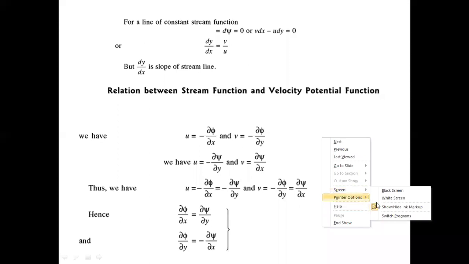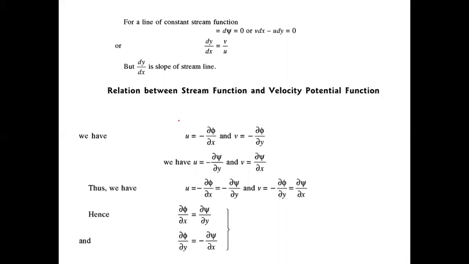Next is, what is the relation between them? That is what we have discussed also, the relation between stream function and potential function. You know, by definition, this is the definition of potential function and this is the definition of stream function. Both are in terms of the velocity, so you can equate them. This is also u and this is also u. So minus d phi by dx is equal to minus d psi by dy.